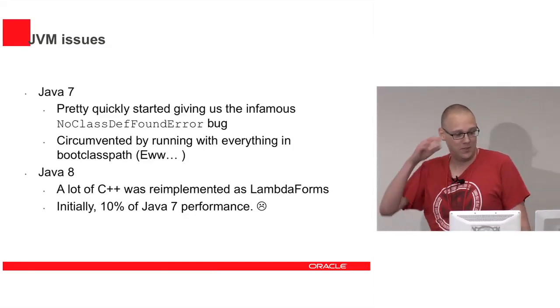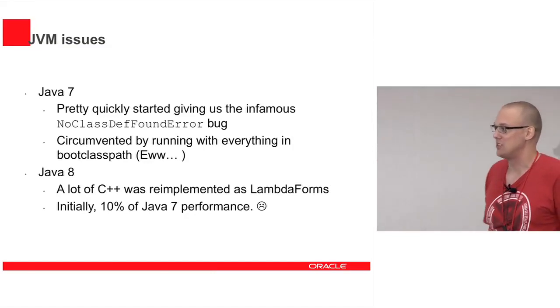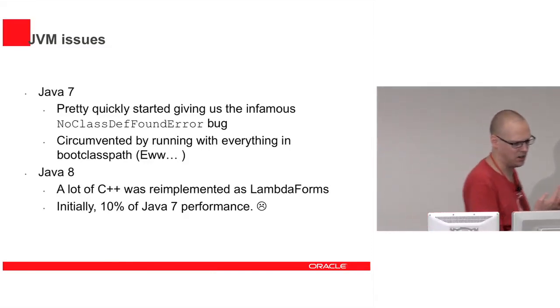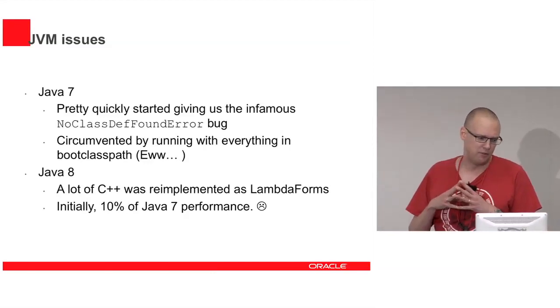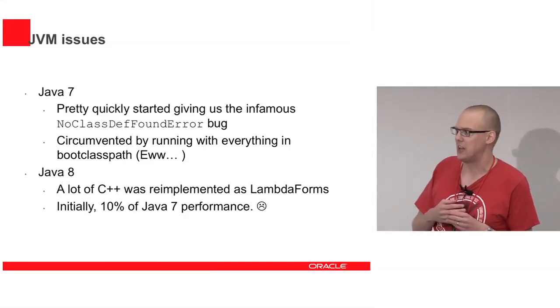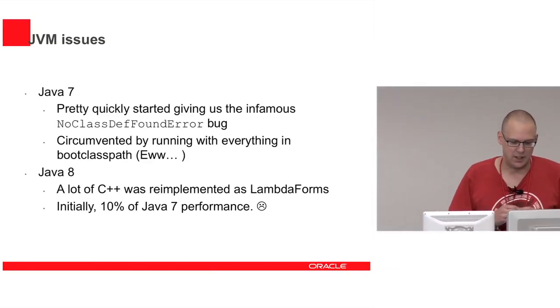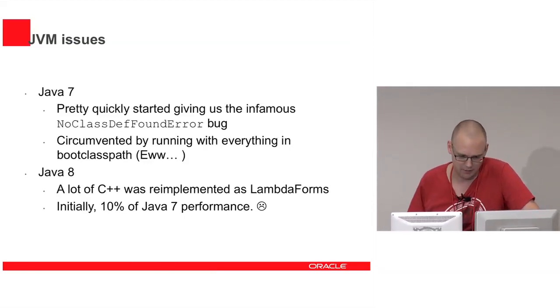And the more logic we put in, the worse it was. And eventually we would get into bugs that couldn't even be circumvented with running everything in the boot class path for testing purposes. So in August last year, we were forced to switch to Java 8, where a lot of the C++ was re-implemented as Lambda forms. And initially, that was 10% of the Java 7 performance, so we were quite down at the end of the summer. And I mean, there are still issues.